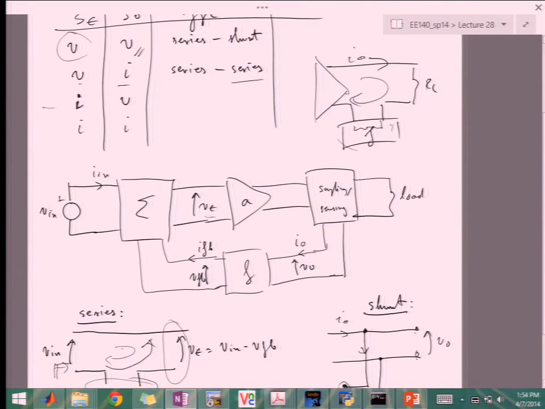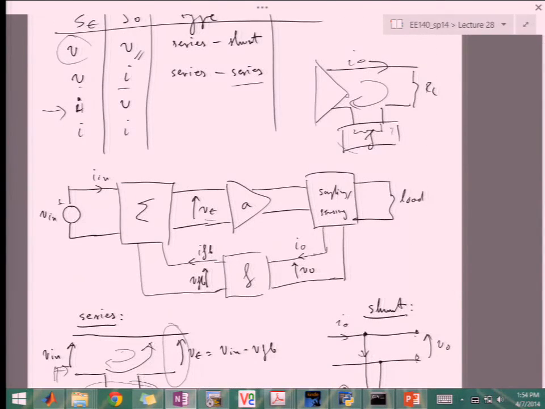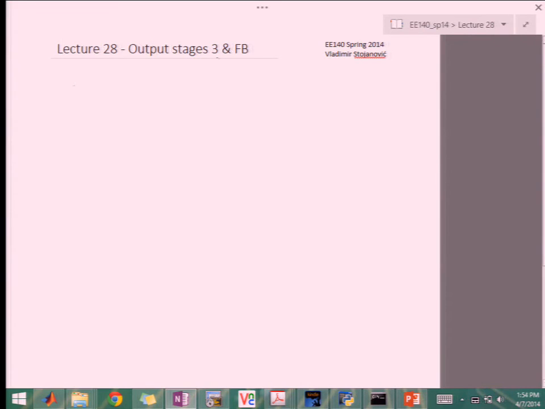Okay, so let's take a look at this case over here. How do I create an error? So I have a situation like this. Okay, I have my I in, and somehow here I have to have my I error. What do I have to do with this input current in order to be able to create on the same wire a smaller quantity? Okay, so you're saying I need to kind of steal some, right? Okay. So this will be my I feedback.